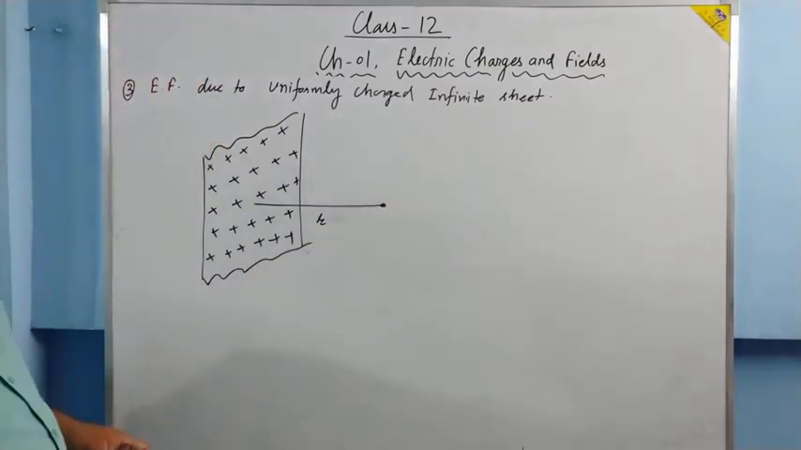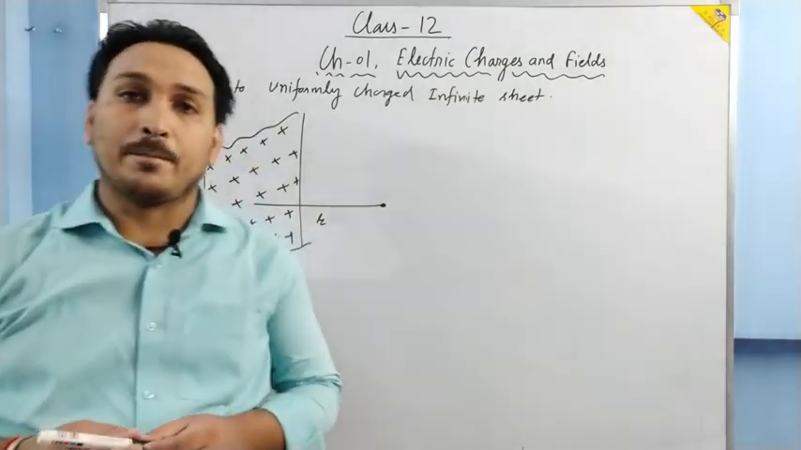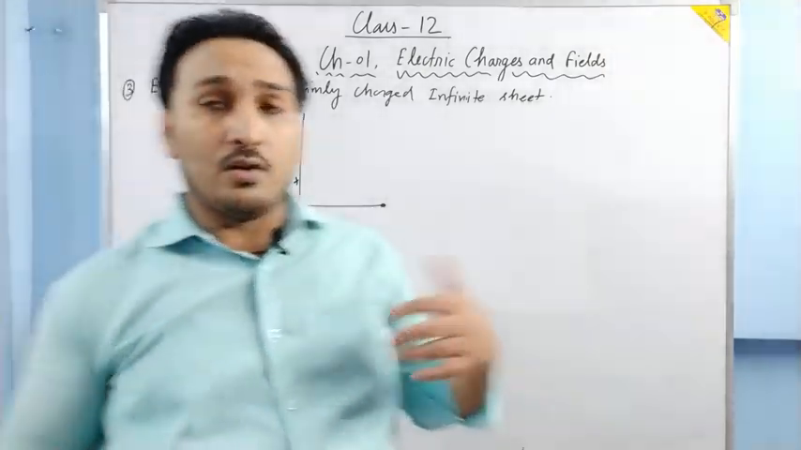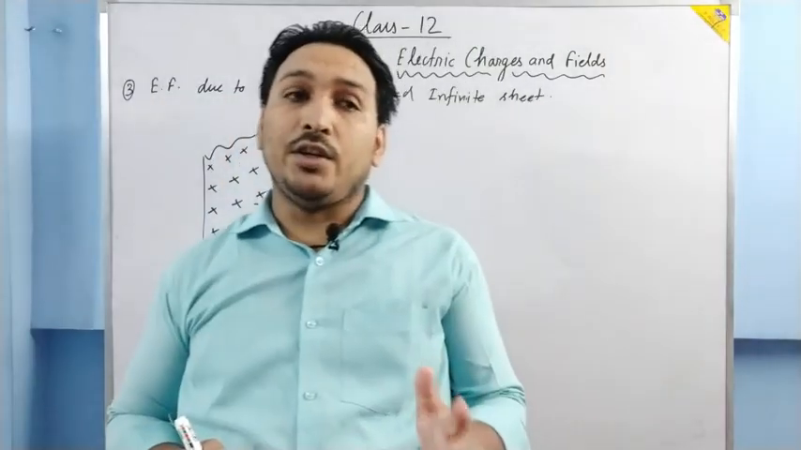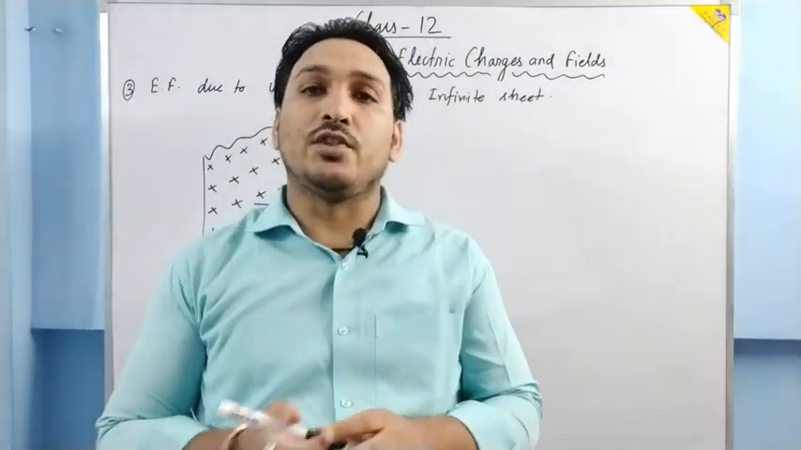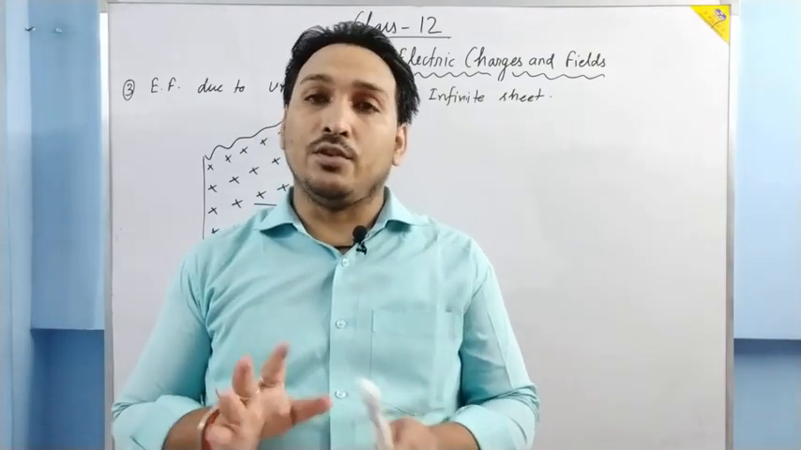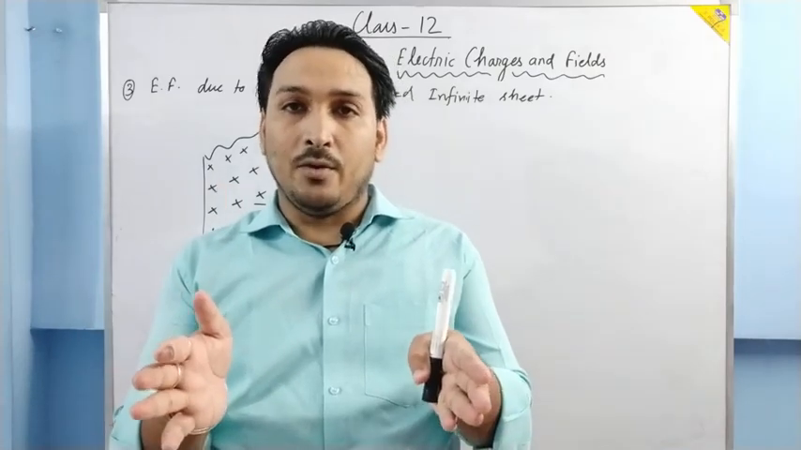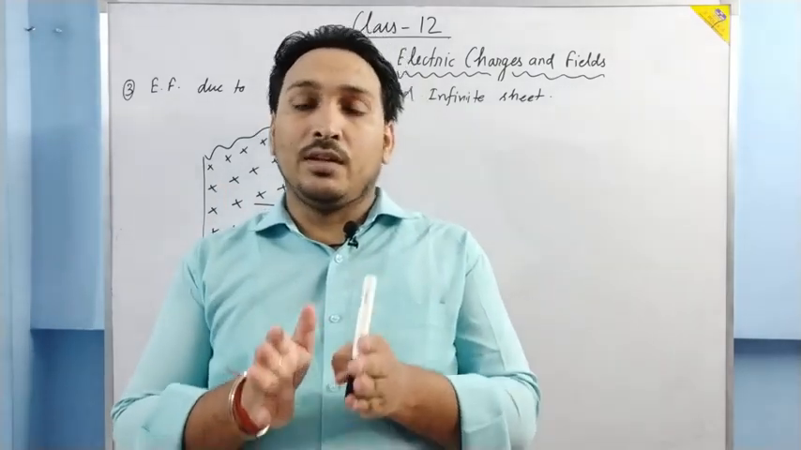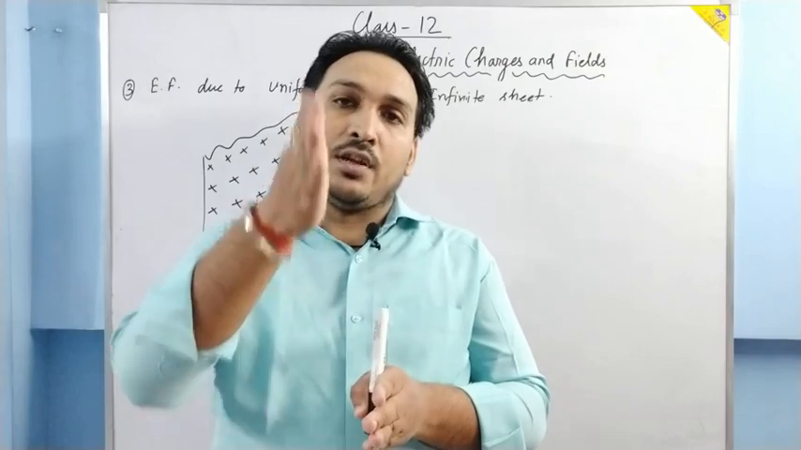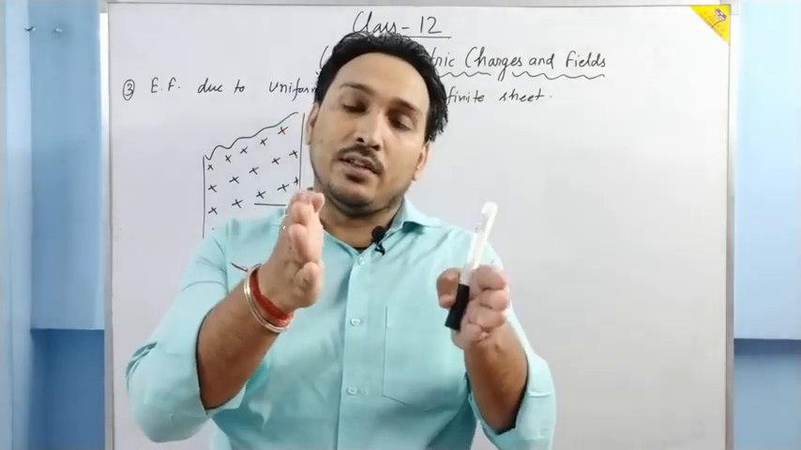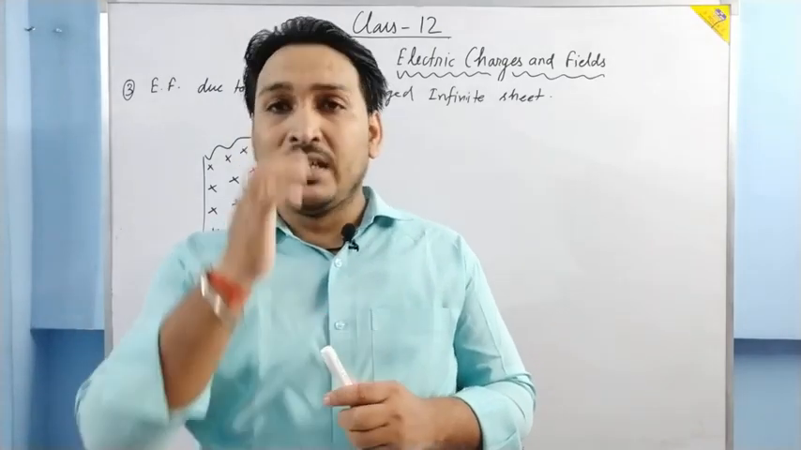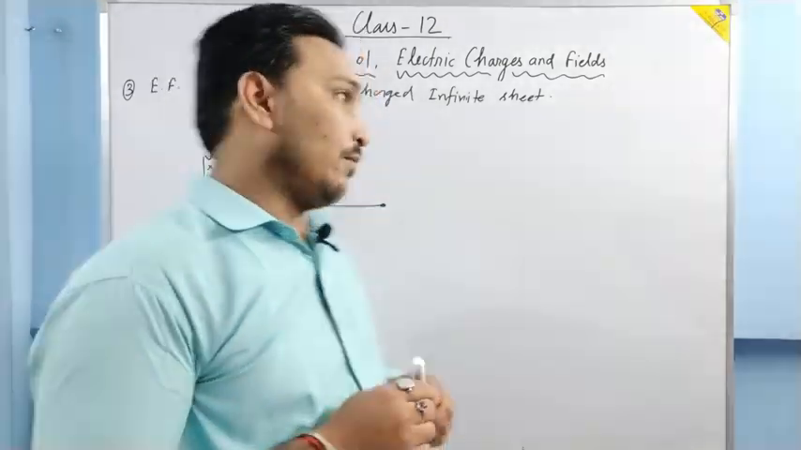Okay, there is a difference between a sheet and a plate. We'll discuss it later in detail, but let me tell you right now. In the sheet, we assume there is only one surface of charge. But in the plate, we'll assume that there are two surfaces of charge, one on this side and one on this side. For the sheet, we will not assume that some charges are on this side and some on that side. That is the basic difference between a sheet and a plate.